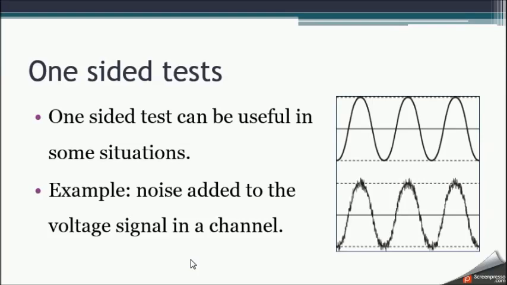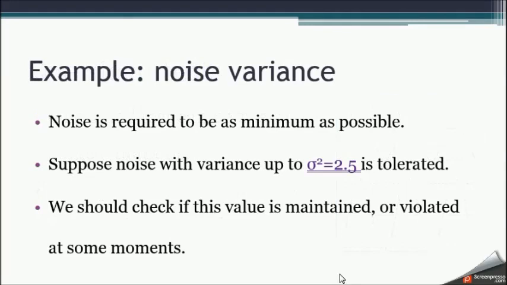Suppose we are testing the noise added to the voltage signal in some communication channel. Here we have the pure signal, which is completely, for example, sinusoidal, and there is no noise added to the signal. But in reality, we have a lot of noise and noise sources in electrical devices, for example, or in a communication channel. So this is the noise added to the pure signal. We are afraid that the value of the noise exceeds some tolerated limits. So this is our example.